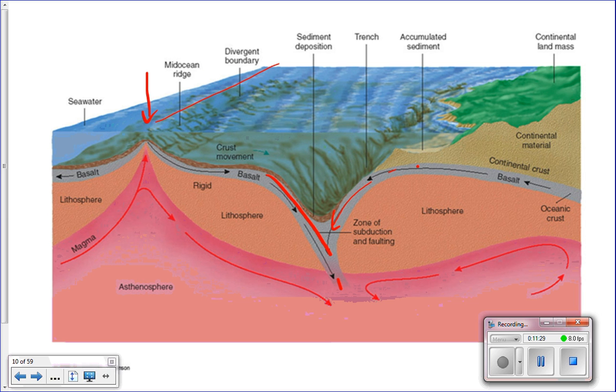Isn't the Mariana Trench also the oldest crust on Earth? Potentially, I'm not actually sure. Okay, so that's how you get trenches. Isn't that cool? I think that's kind of cool.